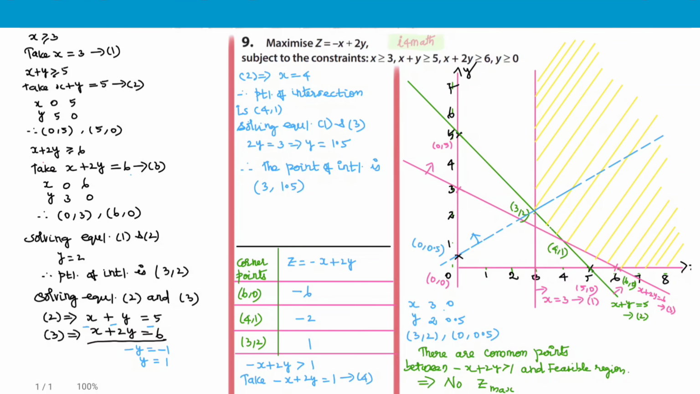No z max. Suppose we do not have a common region between minus x plus 2y greater than 1 and the feasible region, then we have the z max. In that situation, z max would be equal to 1, that is, the maximum value of z is equal to 1. But here, we have common points between minus x plus 2y greater than 1, that means this region, and the feasible region. So we have the common points. That means there is no maximum value of z. So we can write no z max.